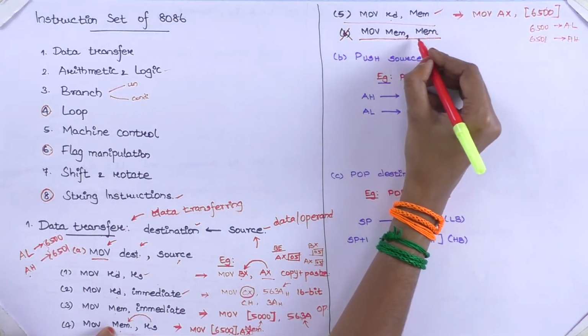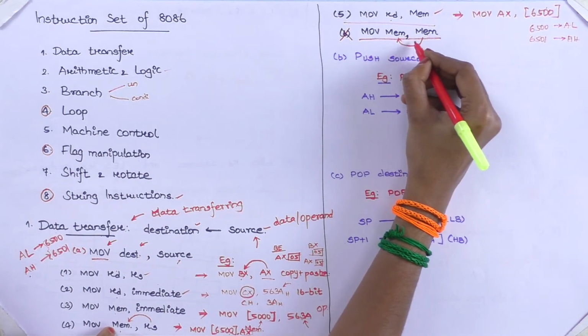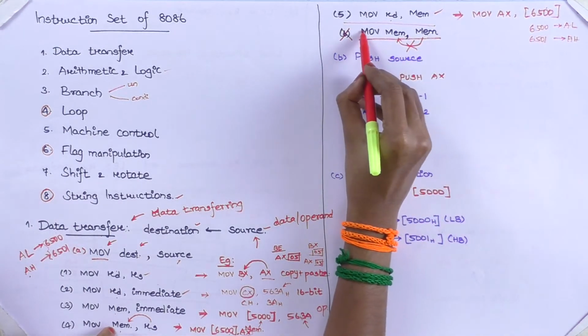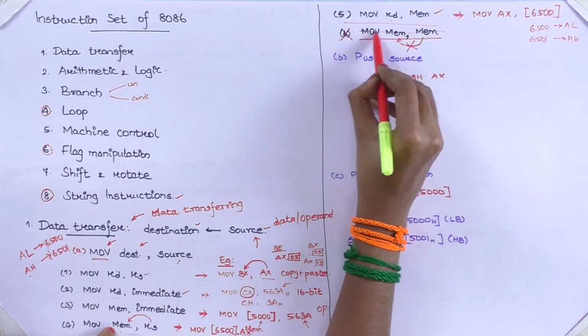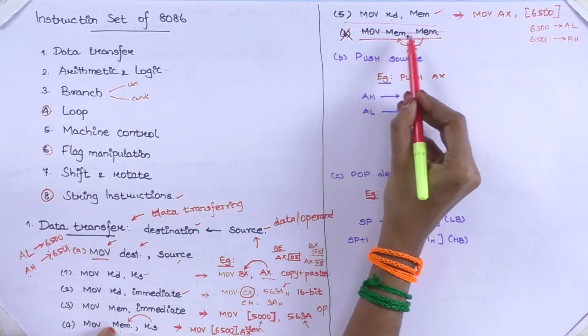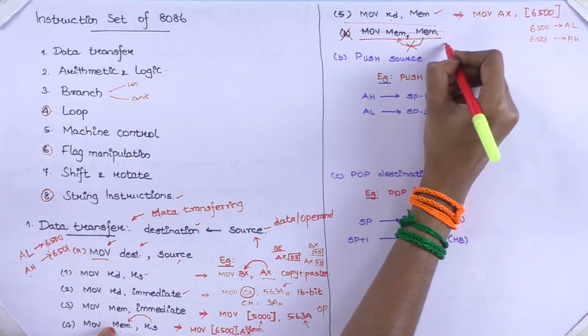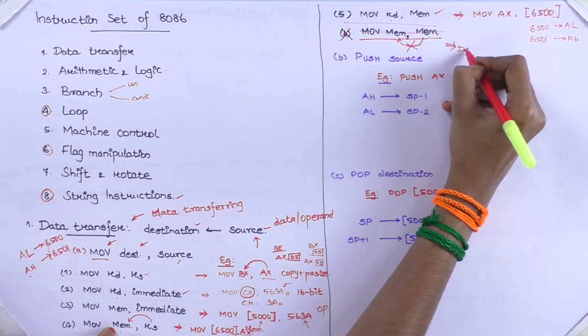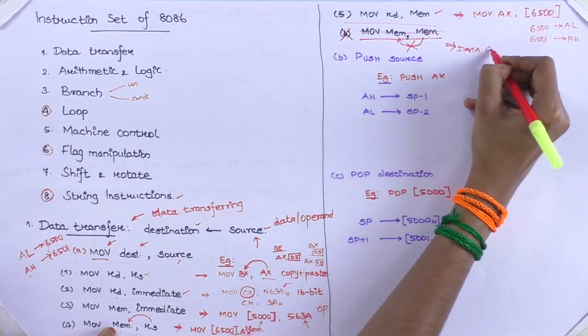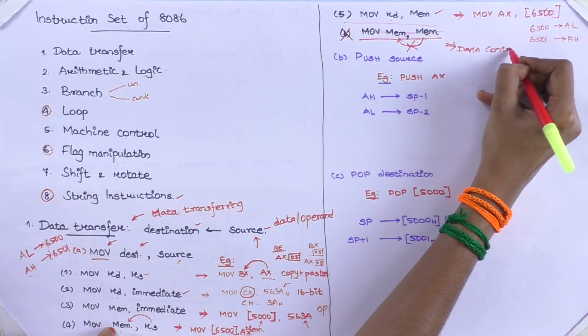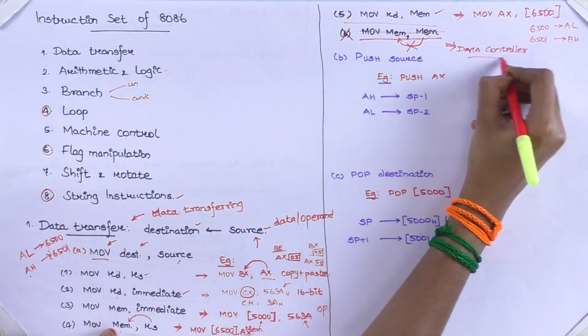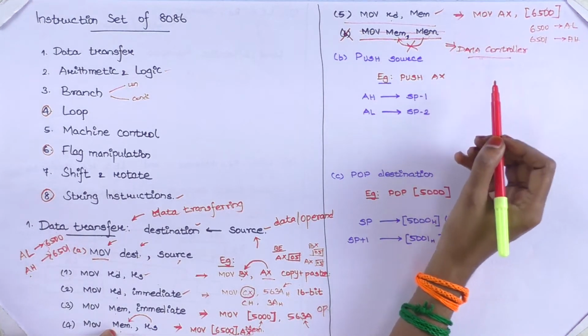You can't move a value from a memory location to another memory location. This is not at all possible. If you want to perform this kind of memory to memory transfer, you are supposed to use a DMA controller. This is a separate IC. About this we will see later. In unit 3 we will see about this DMA controller.